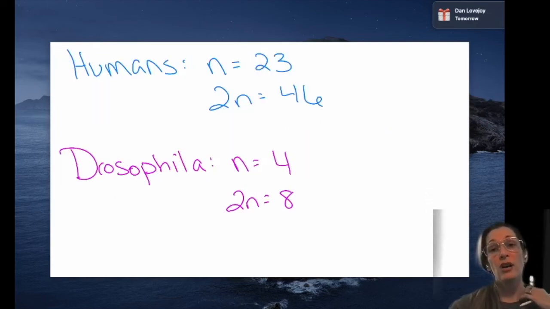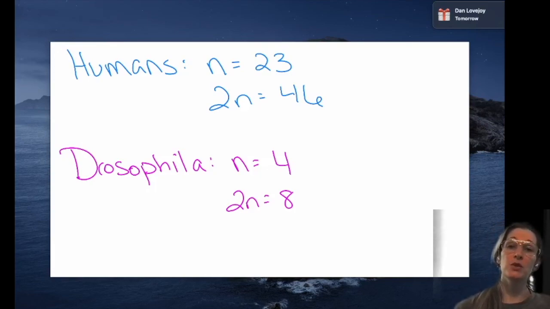Okay, so remember our formula. The haploid number is N, so it's how many unique chromosomes there are. So in humans, that's 23. The diploid number is that times 2, so 46. For Drosophila, the N is 4 unique chromosomes, and so to get diploid, we just multiply that by 2 and we get 8.